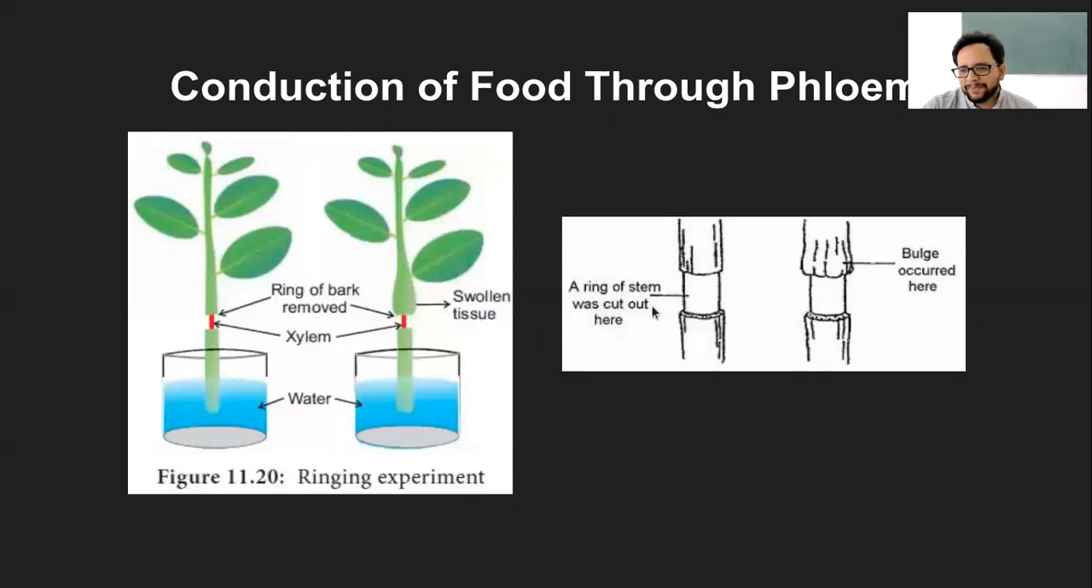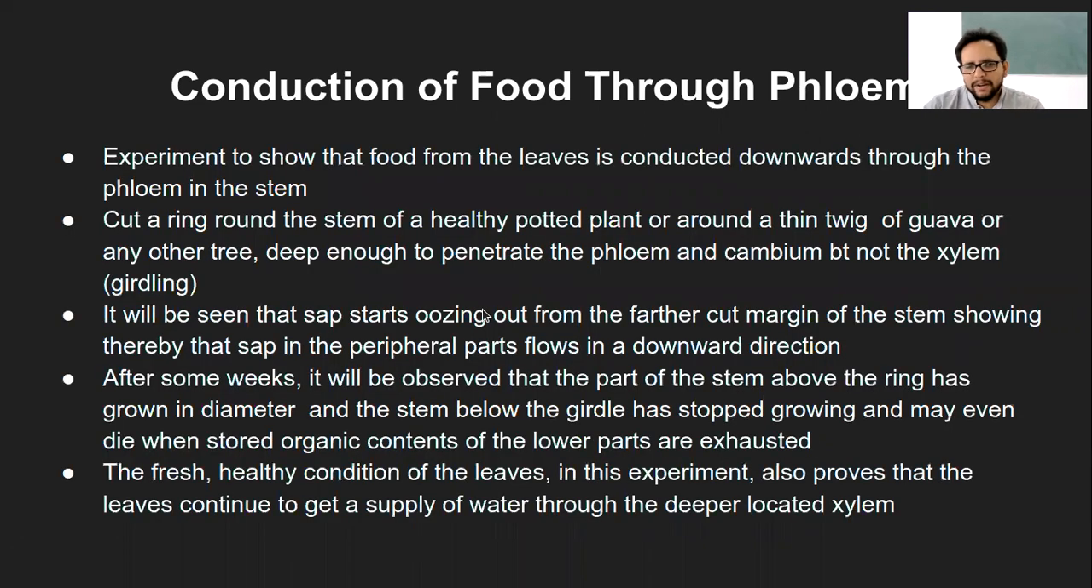So for example, this is the twig of a guava tree, and all the other tissues are removed except the xylem. That's the first part. And then it will be seen that the sap starts oozing out from the farther cut margin. Sap is again the inner content of those cells which are present at the cut region, and they will start oozing out, showing that there is a presence of sap in the peripheral parts, and which will flow in the downward direction. Why will it flow downward?